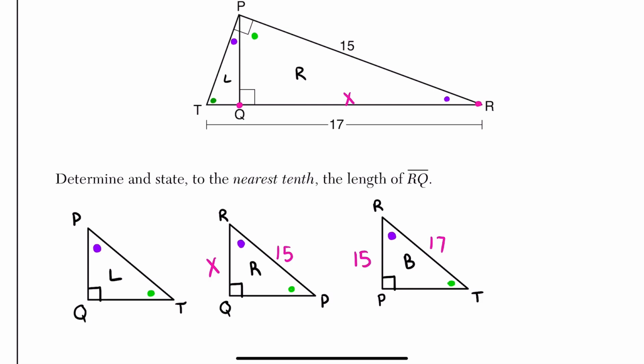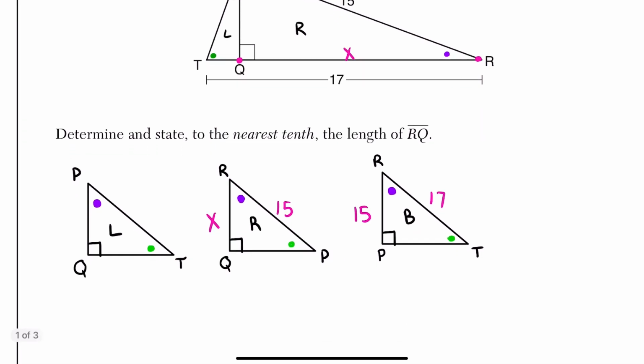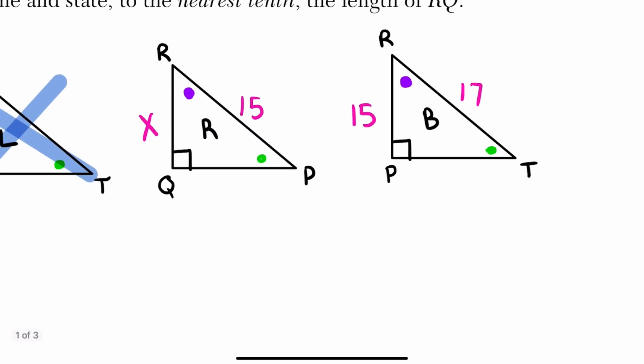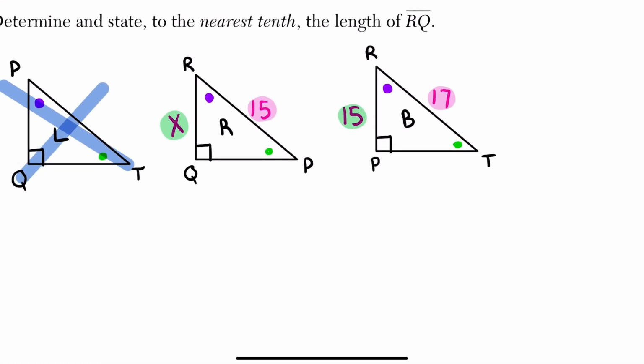Now that I have all three right triangles redrawn and all of their lengths drawn in, I can see that I was right in my assumption that this left triangle is not helpful. I have nothing listed there, so I'm not going to be using that triangle. But now I have two triangles and their sides match up, so I can use that to make a proportion. This X value matches with this 15. This 15 matches with this 17. So when I write my proportion, I can write X over 15 equals 15 over 17.